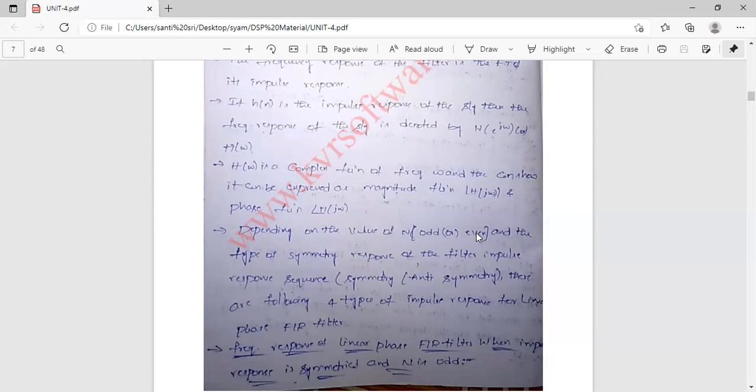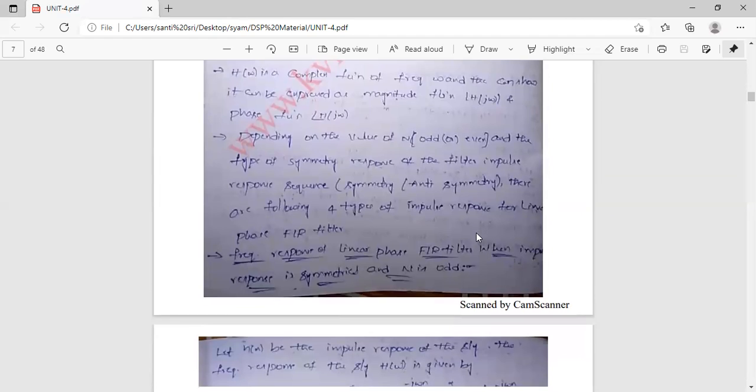So the first one is the frequency response of a linear phase FIR filter when the impulse response is symmetrical and N is odd. Okay, that is the first case.